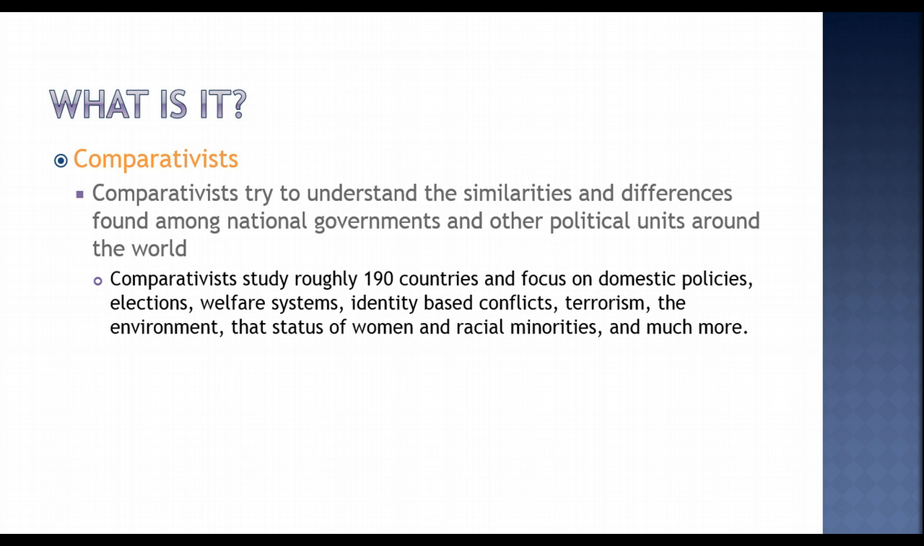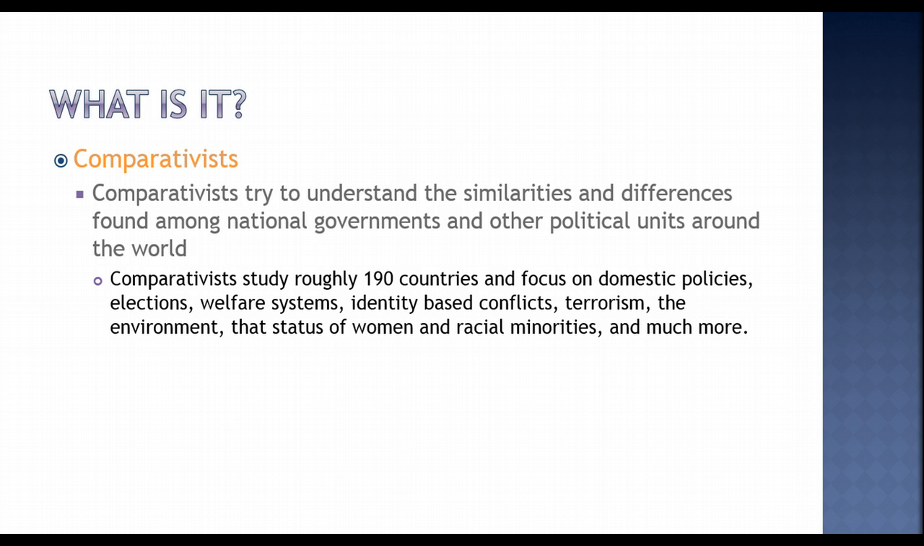So comparativists. First we need to understand the basis for what we're going to be looking at this year. Comparativists, who are they? What do they do? Comparativists are social scientists, and they try to understand the similarities and differences found among national governments and other political units around the world. We're going to talk about what all of these different political units are, and we've got lots of different definitions that we need to establish here at the beginning. They are social scientists, so they look at the social concepts and social constructs of what exists within a country. Comparativists study roughly 190 countries and focus on domestic policies.